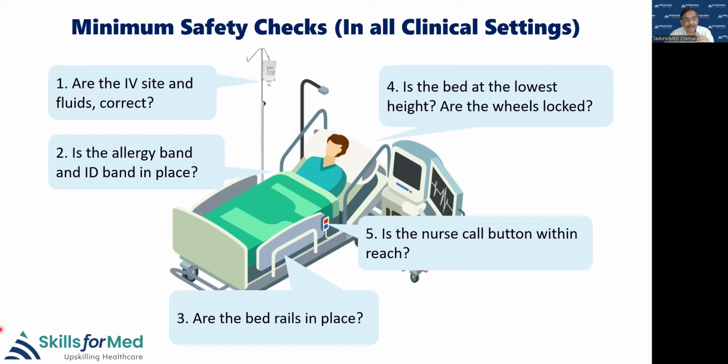Okay, 2 on the hand are the IV site and IV fluids, and the allergy and ID band. 3 on the bed are the height of the bed, the wheels locked, the call bell within reach on the bed, and the bed rails up. So if you do these 5, all those errors which we spoke of in the previous slide will be almost eliminated. So this is the value of the 5 minimum safety checks in all clinical settings. It doesn't matter which ward you work in or which department you work in, you've got to implement this.